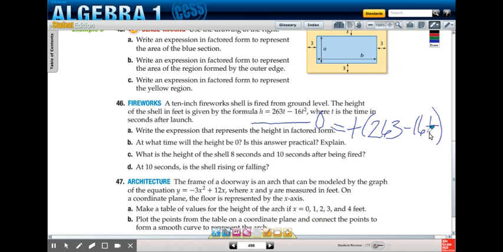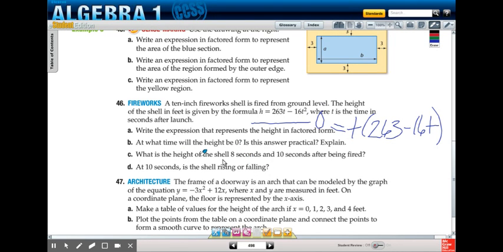But there's another one. You've got to set this one equal to 0. And I think you're going to get 16t equal to 263. And then you divide that out, and you'll get the time it's going to take for it to get back to the ground.